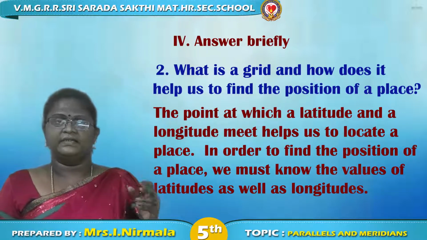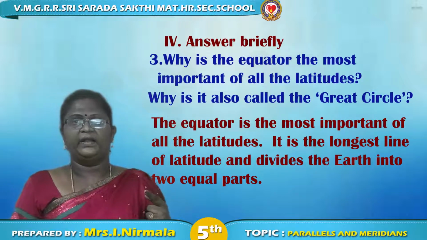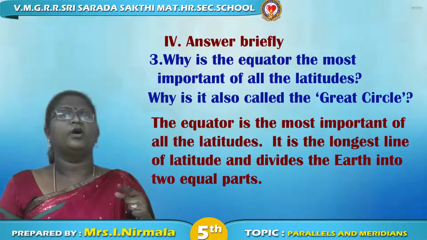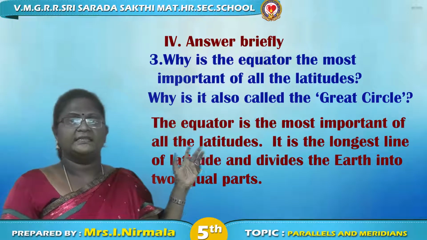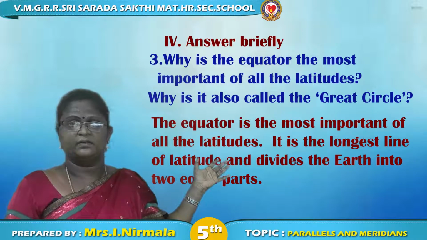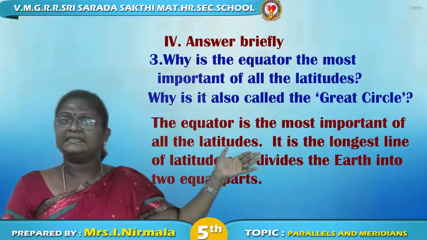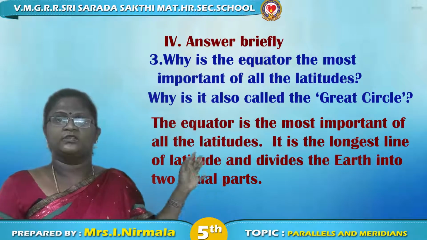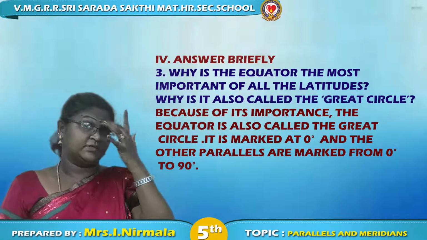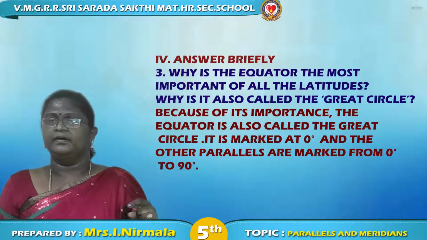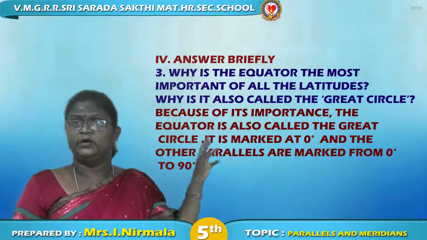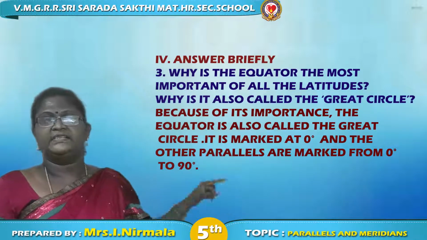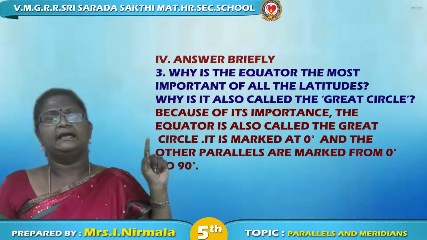Next, third question: why is the equator the most important of all latitudes? The equator is the most important of all the latitudes because it is the longest line of latitude that divides the earth into two equal parts. It is also called the great circle. It is marked at 0 degree and the other parallels are marked from 0 to 90 degrees. Which is marked at 0 degree? The equator.